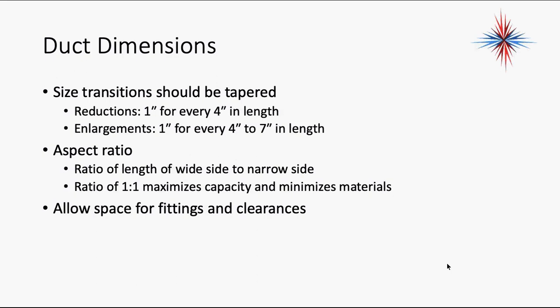Okay, the aspect ratio of length to width to narrow side. Okay, a ratio of 1 to 1. In other words, if we can have square ductwork rather than rectangular ductwork, it maximizes capacity and minimizes material. That isn't always possible because of where you have to put it. You have to allow space for fittings and clearances.